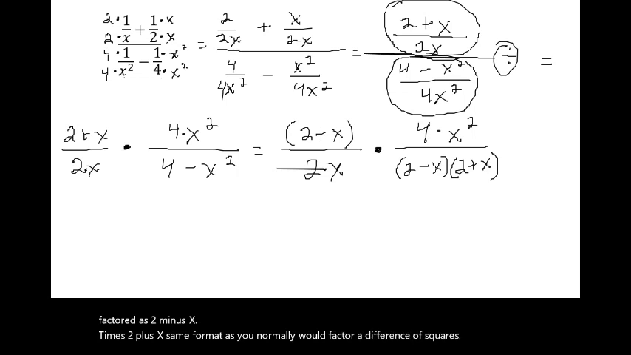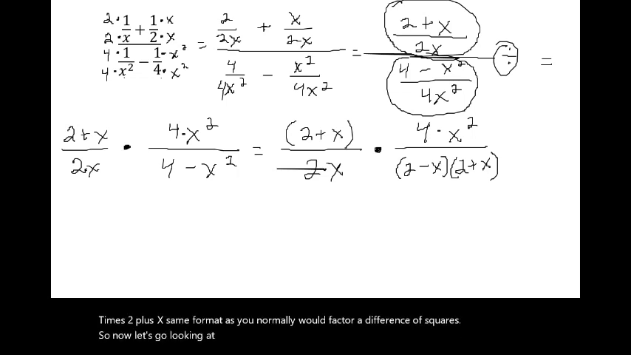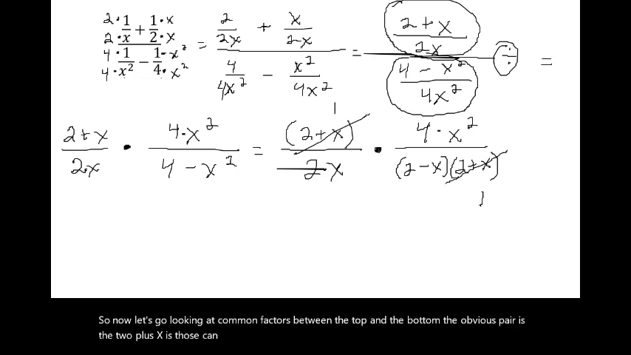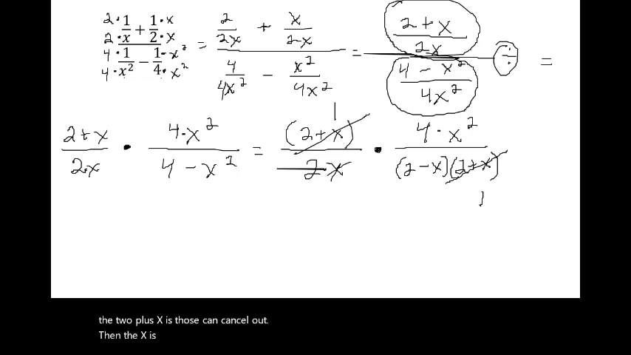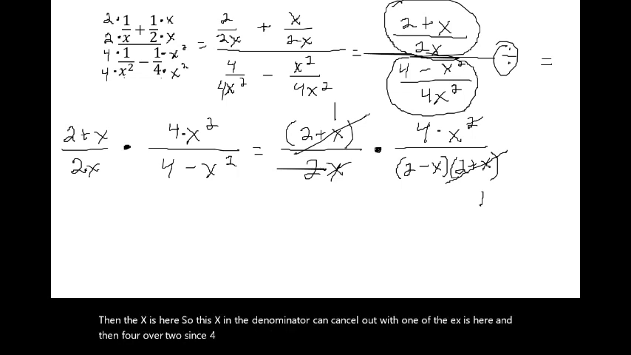So now let's go looking at common factors between the top and the bottom. The obvious pair is the 2 plus x's. Those can cancel out. Then the x's here, so this x in the denominator can cancel out with one of the x's here. And then 4 over 2, since 4 and 2 are both factors, they can cancel out. So 2 divided by 2 is 1, and then 4 divided by 2 is 2.